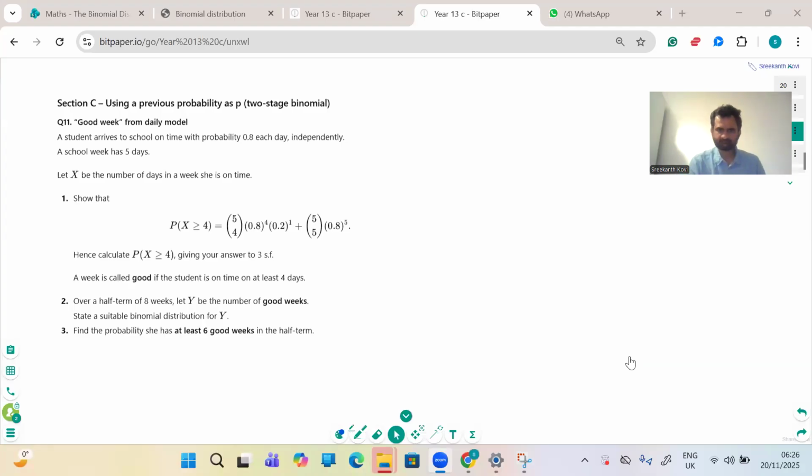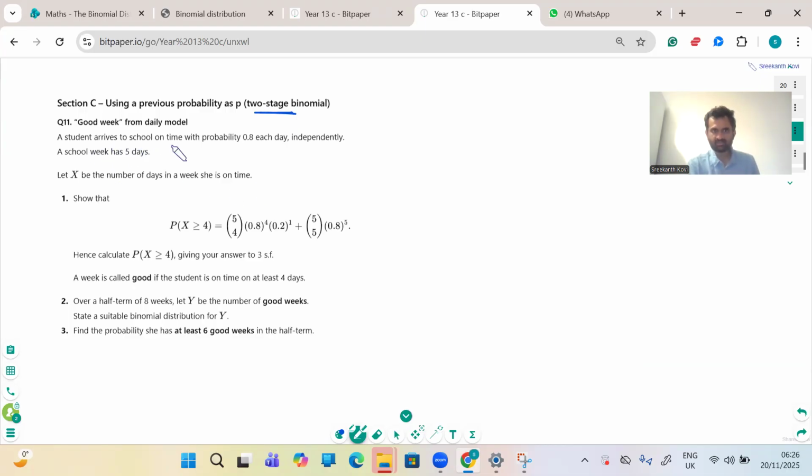Now, this one, two-stage binomial. They give a context. You need to use binomial distribution to find probability for that. Binomial distribution eventually gives you probability in the simplest way, and then you use that for the next condition. Let us try to understand this one.